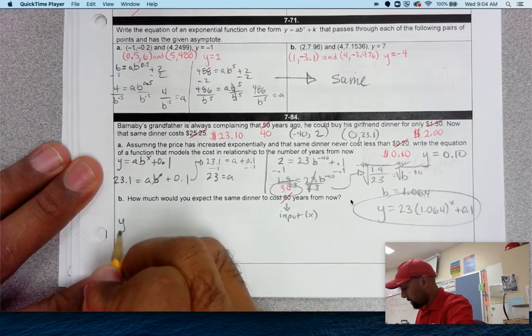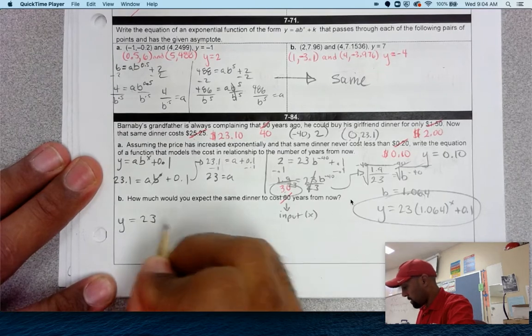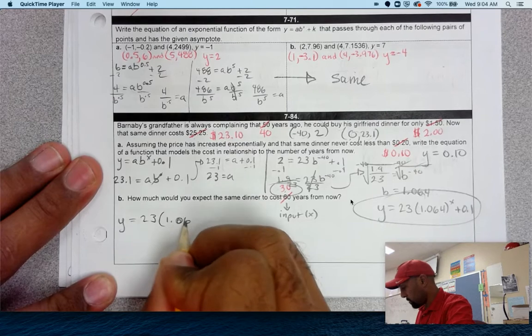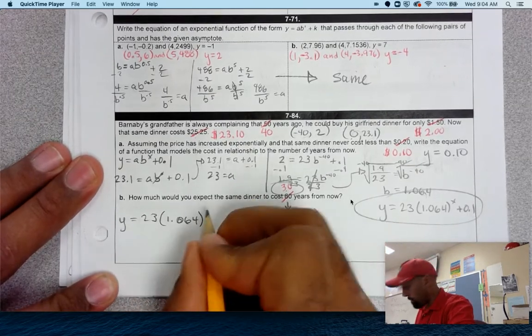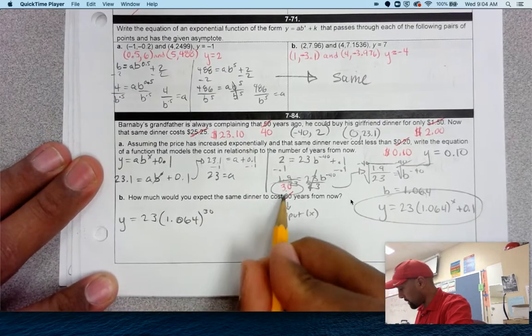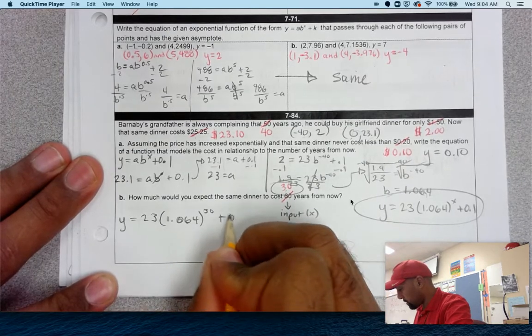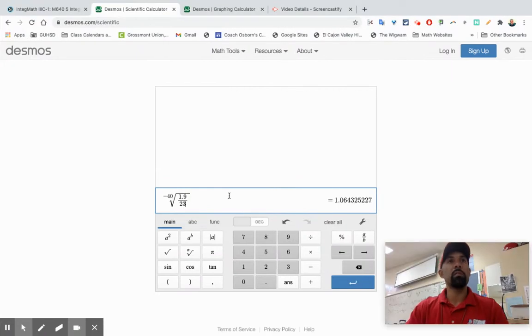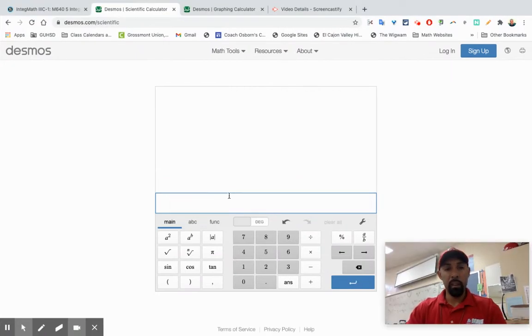So basically we're going to set this up as 23 times 1.064 raised to the 30th power, because that's our input, plus 0.1. All right, so guess what? Calculator time. This one's not too bad because we're just using the equation to plug it in. That's the point of making an equation, to be able to just plug in a value and make a prediction without having to work through a bunch of steps. And don't forget, you have to add that little 0.1 at the end.